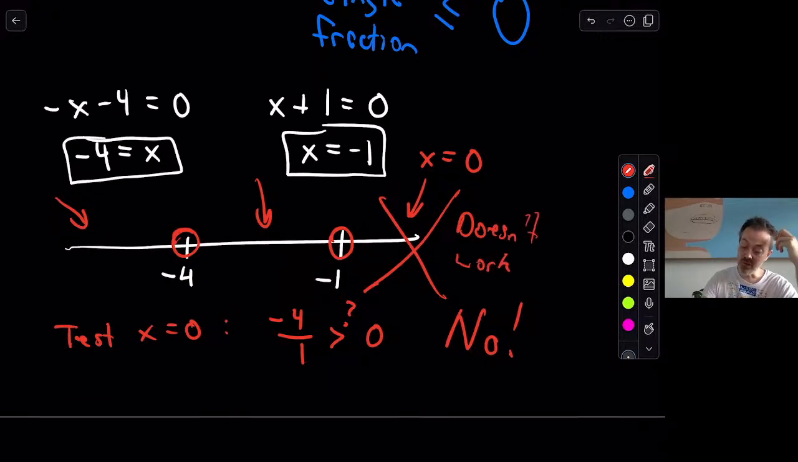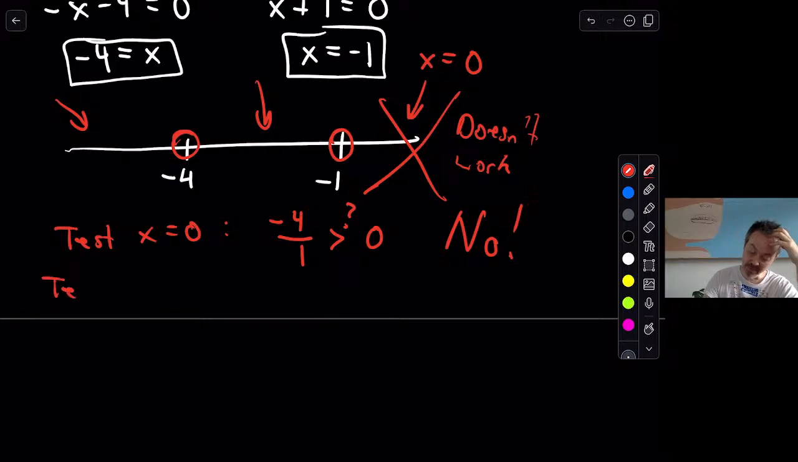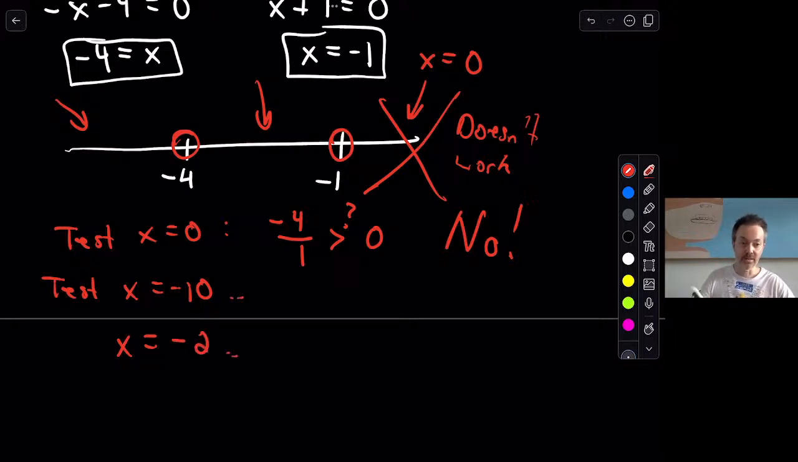And again, you would do 2 more things. You could test something from that first interval. Again, I would probably pick negative 10 just because it tends to make the arithmetic easy. And I don't know, pick your favorite number. Whoops, I would pick maybe x equals negative 2. And just check. Okay. Fun stuff.